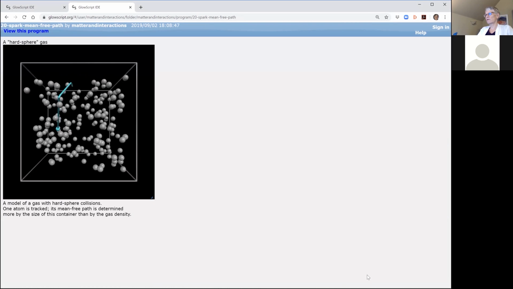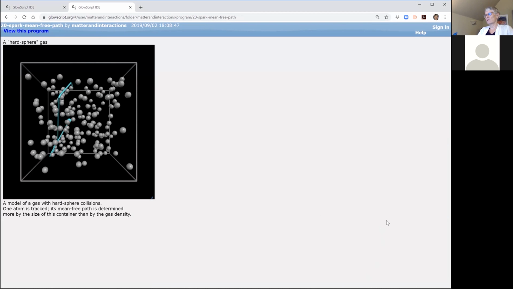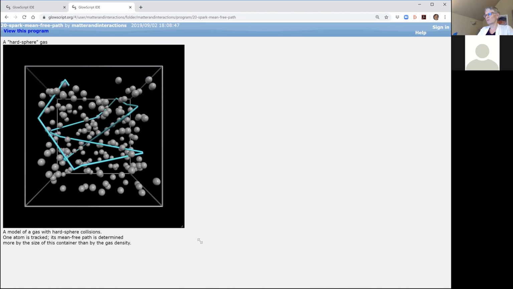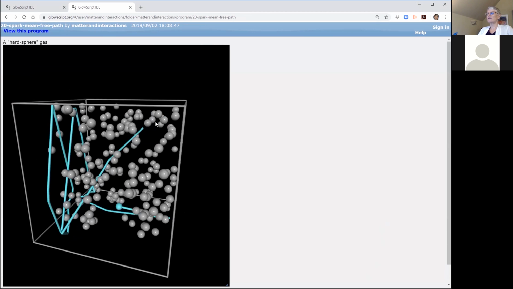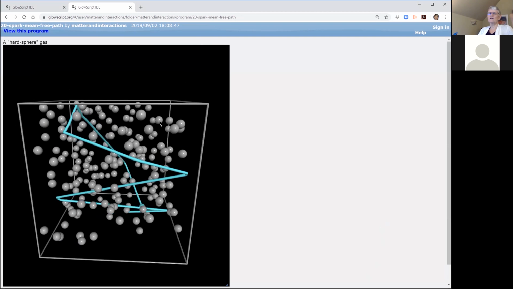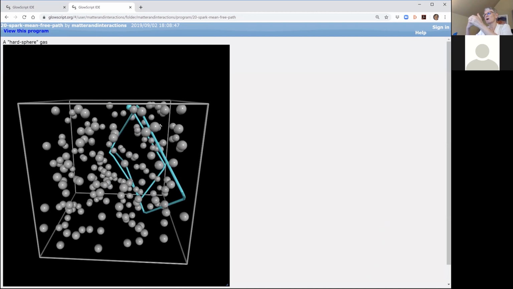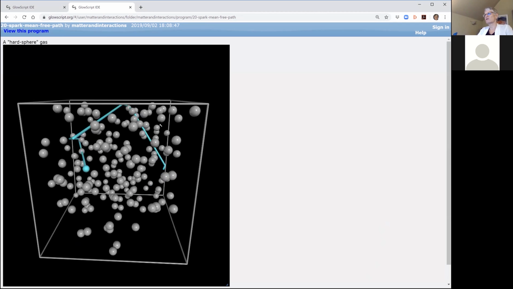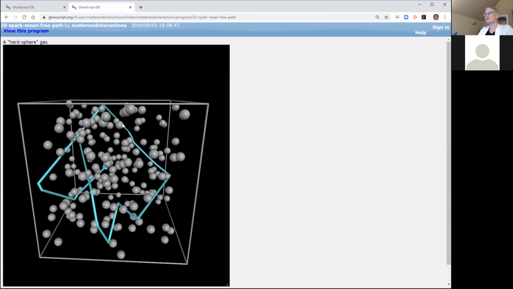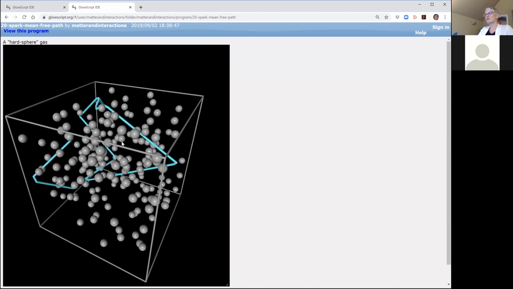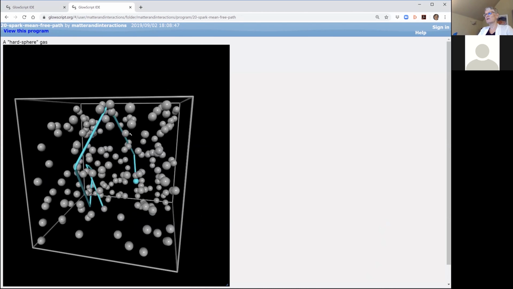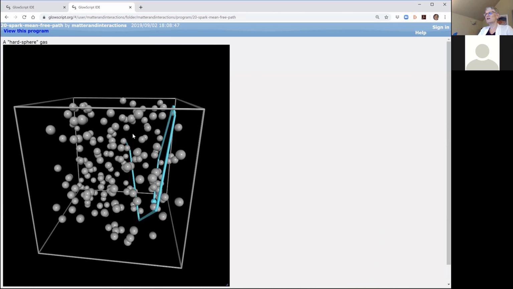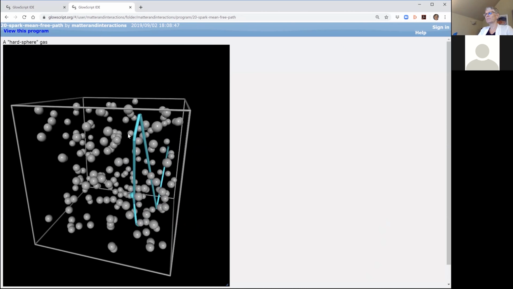So what is this program? Let me make the window bigger. So this is a gas. This is a model of a gas, it's called a hard sphere gas, because when the molecules collide, they just bounce off each other. And all these particles, and this is running in VPython, are identical. We've just made one of them turquoise, and it's leaving a trail so we can see its path.